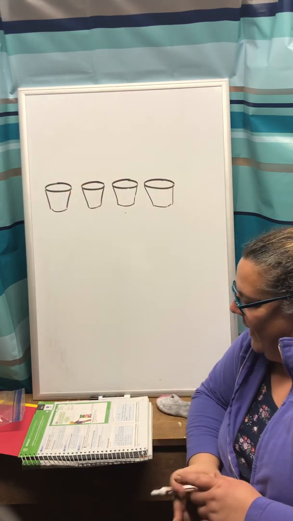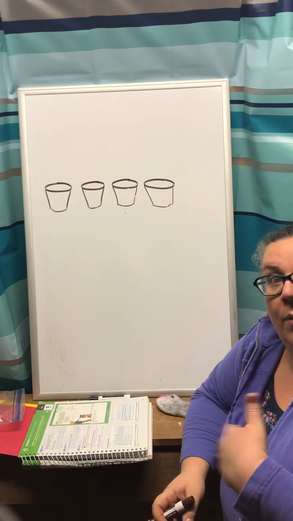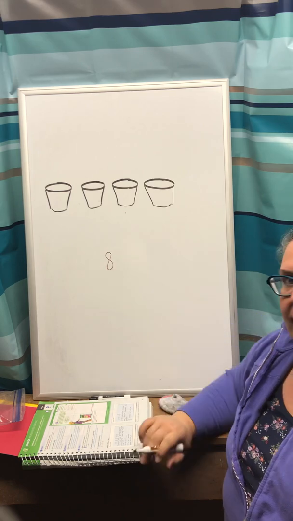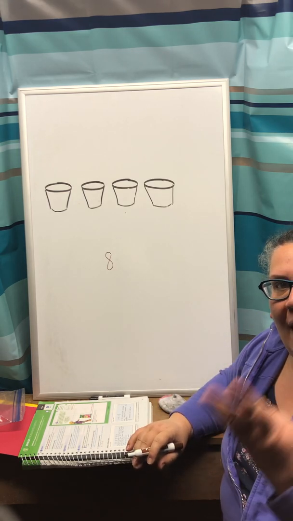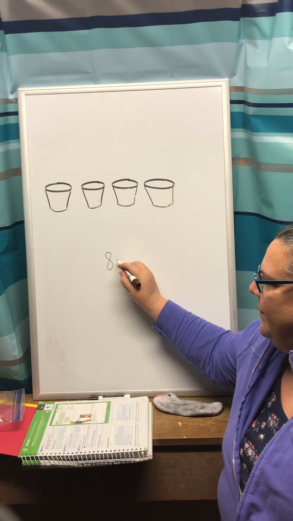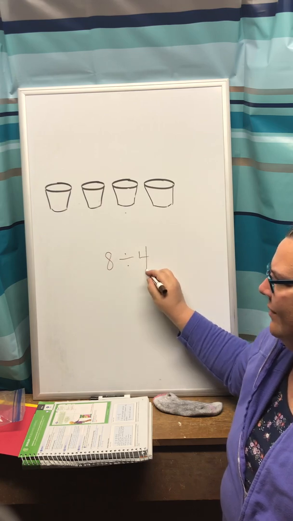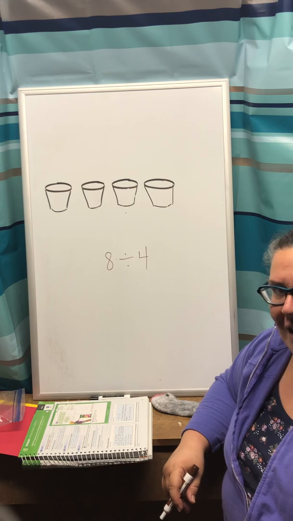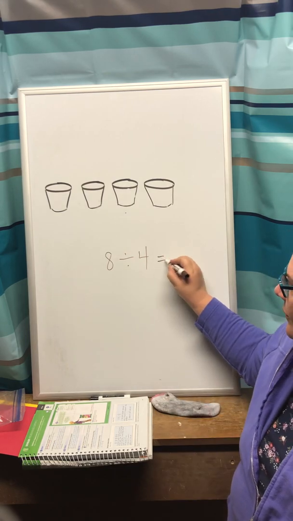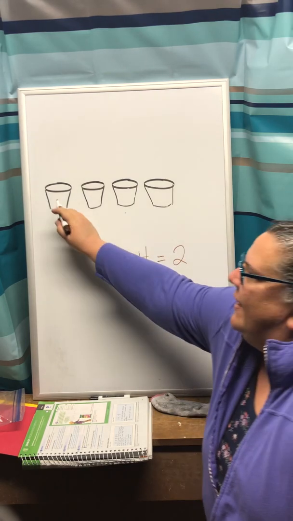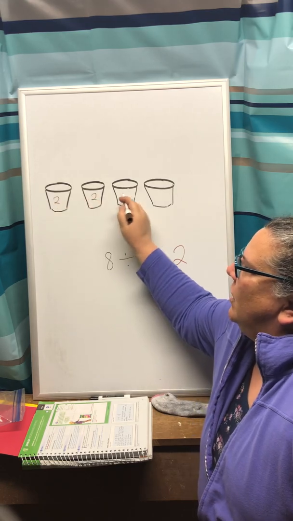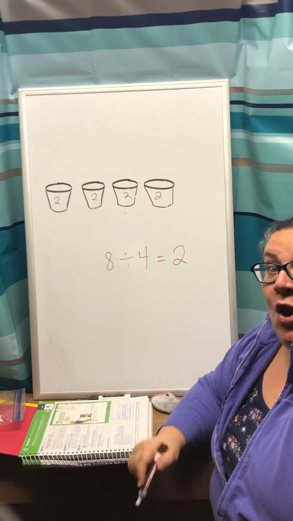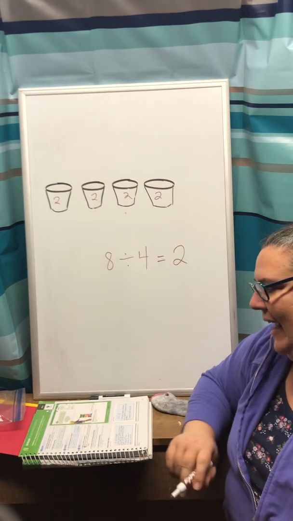And they said now 4 pots, but we're using the same amount of soil. So he started with 8 pounds. He's dividing that by 4 pots. 8 divided by 4, no fraction necessary. 8 divided by 4 is 2, which means I can put 2 pounds into each of the pots. 2 plus 2 plus 2 plus 2, or 2 times 4 gives me my 8.